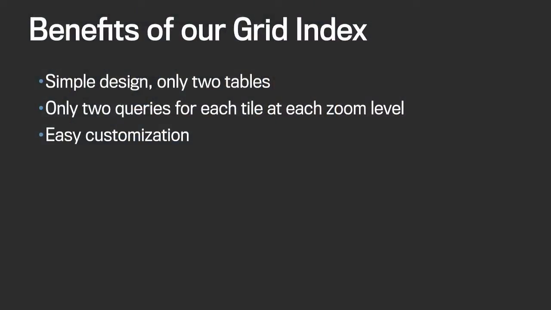And then, as a benefit of our grid index compared to, for example, PostGIS or other SQL-based databases, we have a very simple design. We have only two tables. One stores all the data, and one stores all the indices. And then for each query, if we want to render a tile, we just need two queries. First, we get all the data features of that particular tile, and then another query to fetch the actual data, the actual geometry, to render the tile. And it's very easy to customize because of the simple design. So in terms of performance, I'll hand it back to Igor.